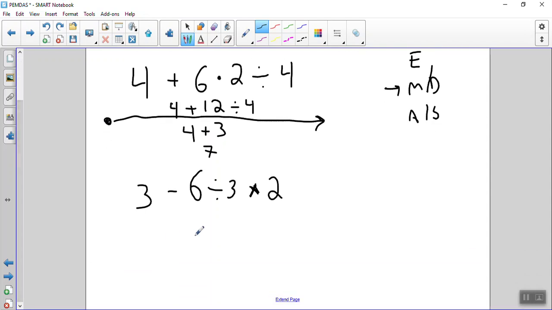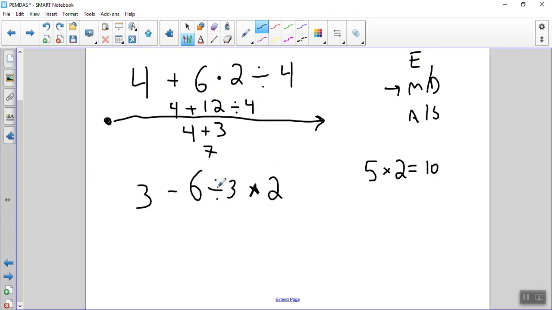I have 3 minus 6 divided by 3 times 2. A lot of you probably have seen the multiplication used with an x for 5 times 2 is 10. This will probably be today's lesson. Will probably be the last time I use an x. Mostly I'm going to use this dot. But regardless, we're doing our PEMDAS.